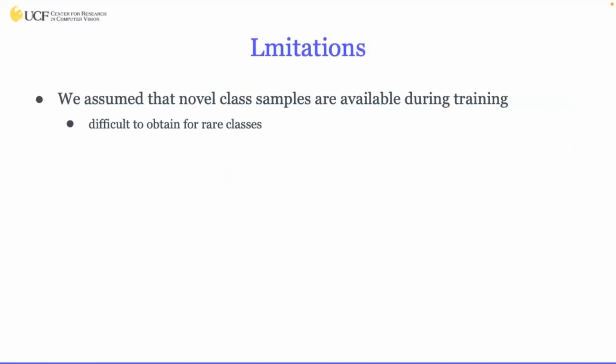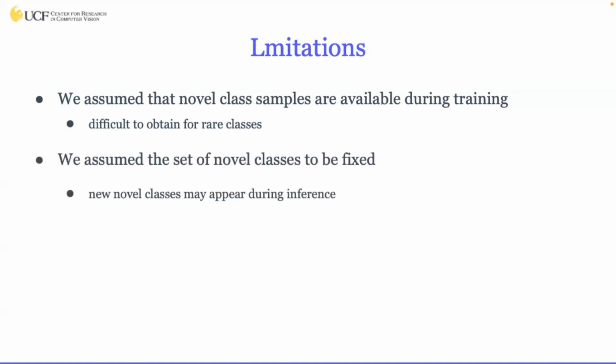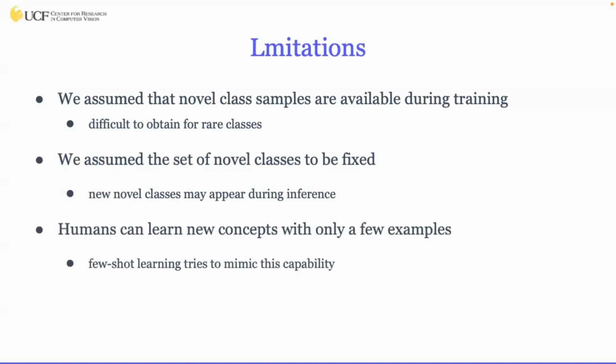However, like all works, this work has some limitations. One of the major limitations is that we assume that the novel class samples are available during training. However, this is a very difficult constraint to satisfy in real world scenarios, because for rare classes, we might not have samples. And also we assume that the set of novel classes is fixed, but during inference, we might encounter new novel classes. On the other hand, humans can learn new concepts with only a few examples, and few-shot learning tries to mimic that capability.